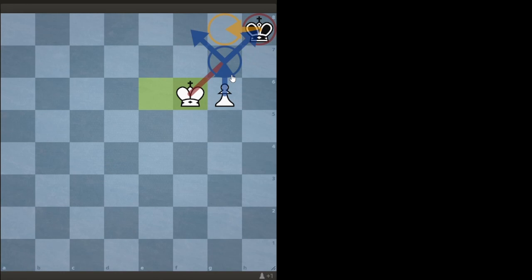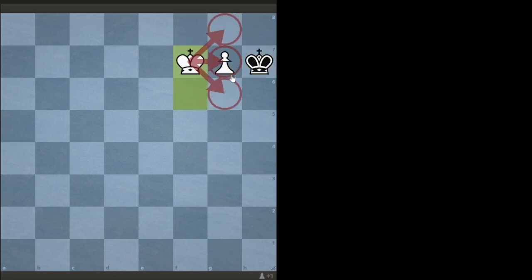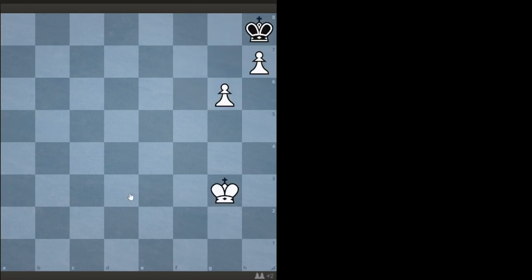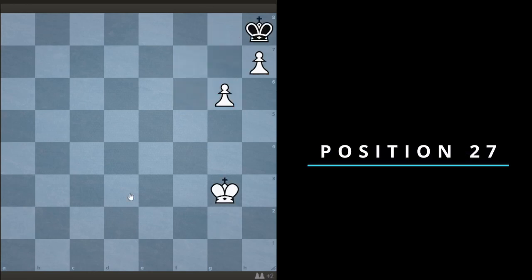After that, we get the opposition, forcing the king to leave the corner. And if the pawn gets to the next to the last rank, then without check, it is the winning position. After the king gets to h7, at this moment we have Stairway to Heaven, winning the game. And now the same position, but a little bit different plan.